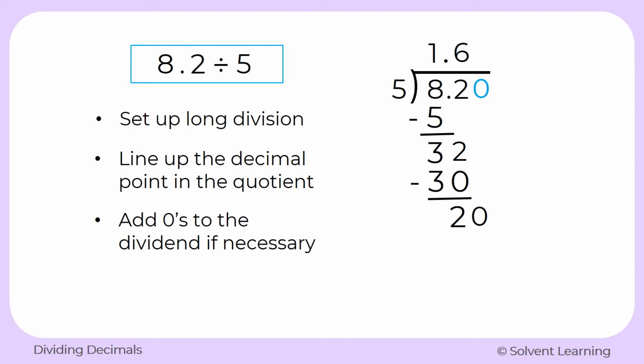And now that 0 we can bring down. And now 5 goes into 20, 4 times, 5 times 4 is 20, subtract. Now we have no remainder. So our final answer, our quotient, is 1 64 hundredths.